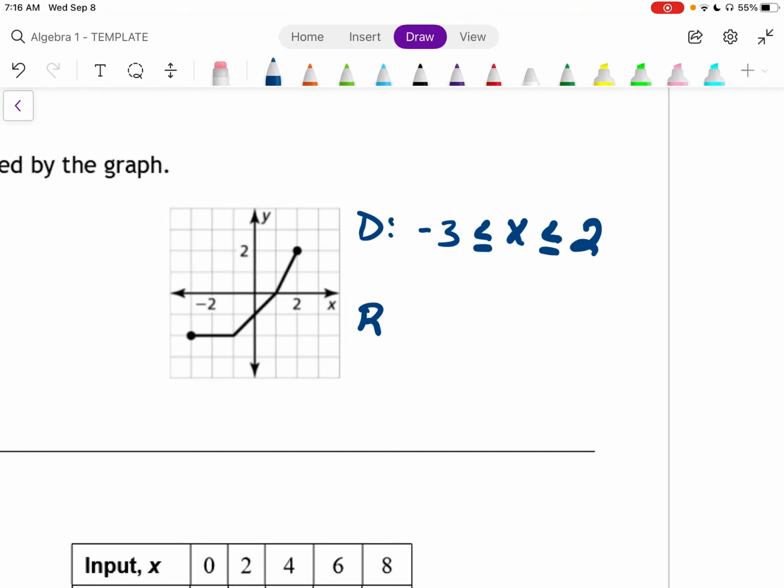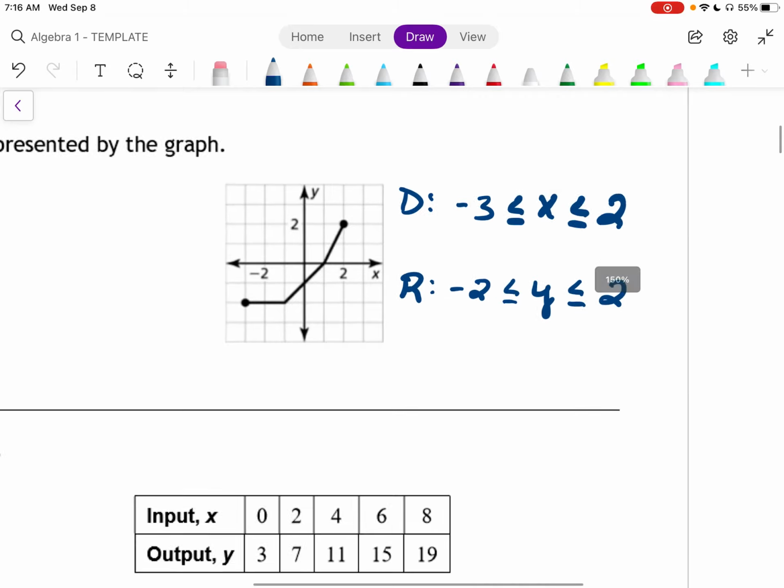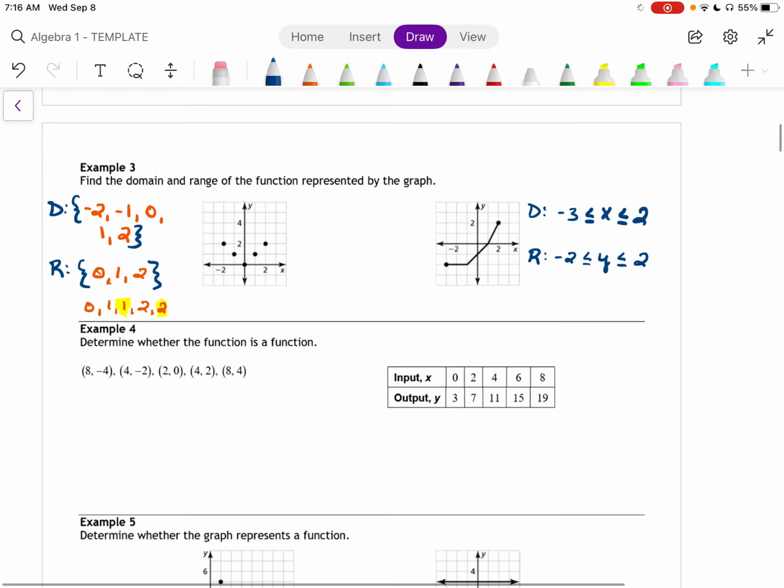Now for my range, I do the same thing from bottom to top. I start off at -2, it's a closed circle, so less than or equal to y is less than or equal to 2. So that's that.